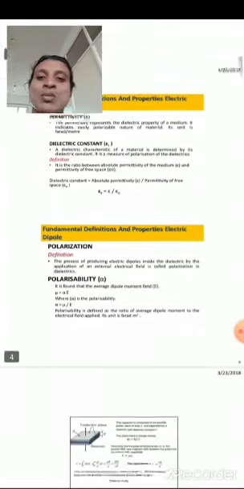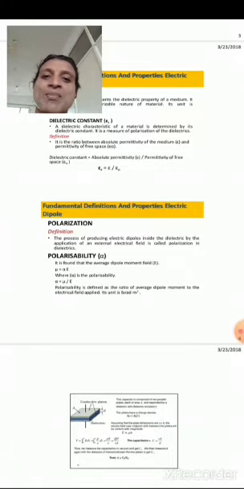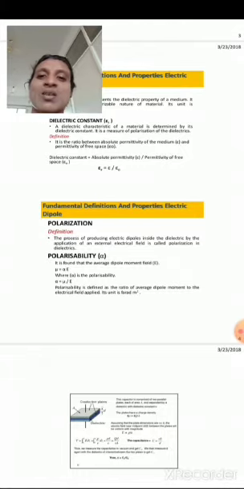The next important property is the dielectric constant. It is an important property of dielectric materials. It measures the polarization of the dielectric material. The ratio of the permittivity of the medium to the permittivity of free space is known as the dielectric constant. The symbol for the dielectric constant is the absolute permittivity divided by the permittivity of free space.